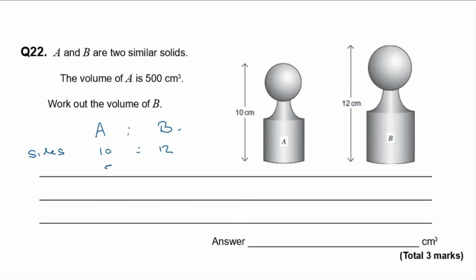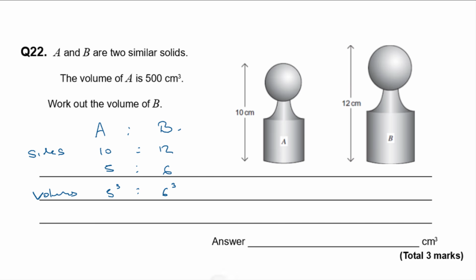Okay, which is the same thing as 5 to 6. And that counts down to 5 to 6. So their sides are in the ratio of 5 to 6. So that means their volumes are going to be in the ratio of 5 cubed to 6 cubed. Okay. So if sides are in one ratio, then their areas are going to be in the ratio of their sides squared, and their volumes are going to be in the ratio of their sides cubed.